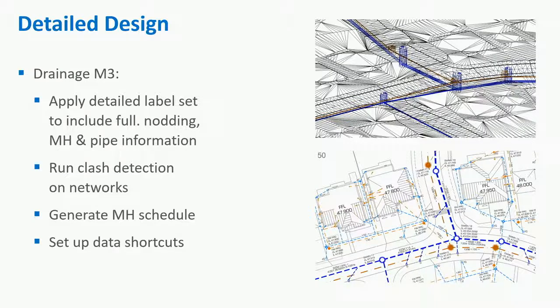However, you can apply separate label sets if you want to strip back that amount of information. You might have a busy drawing, or you might need to reflect a certain design stage where you're currently working at. Once the network has been created, we check for clashes using the built-in interference check. Once we've checked everything's working fine, we can now generate a dynamic manhole schedule and project the drainage onto the profiles that have previously been created, which you're going to see in the video in a minute.